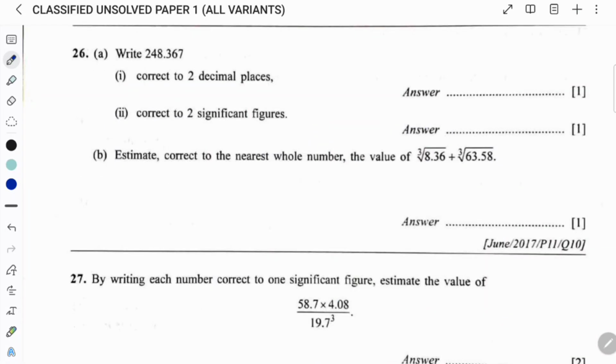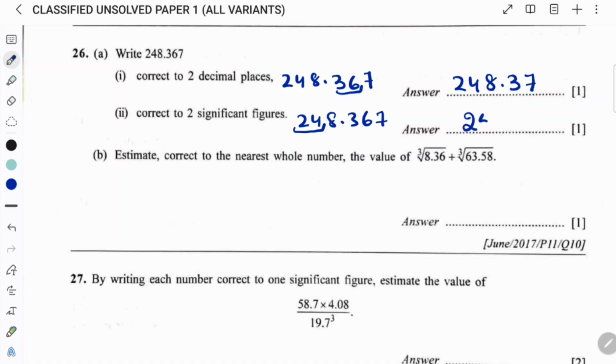Now this question, write 248.367. The first one is to two decimal places. So 248.367, two decimal places end here. The last number is 6, so you write down 248.37. Okay, the next is two significant figures. So 248.367, two significant figures end here, so that becomes 248. So 25, and then you put 0 for that, so 250 will be the answer for this question.